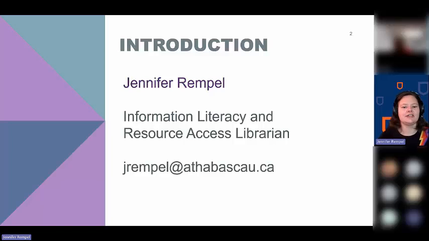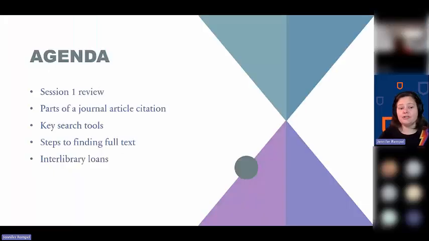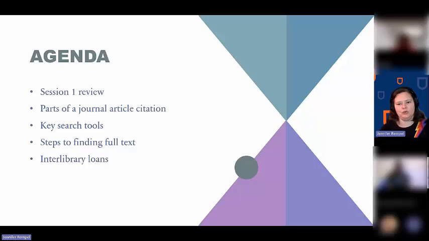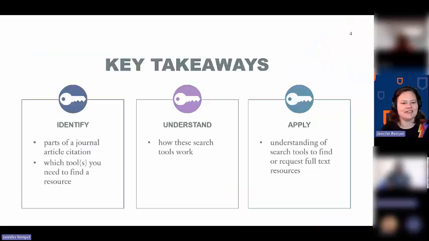And here is our agenda for the day. We'll do a really brief review of session 1, just some of the stuff we talked about in terms of terminology. I'm going to go over, again, real quickly, the parts of a journal article citation. Then we'll go into some key search tools for finding full text, and then the steps for doing such, and finally we'll end with interlibrary loans. That's sort of your last resort. Well, I shouldn't say last resort, it's a useful tool, but that's in case you can't find the full text.